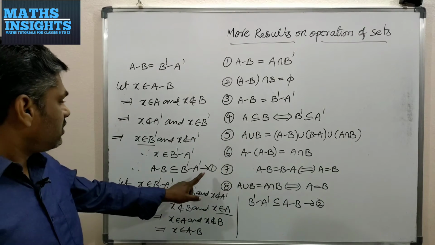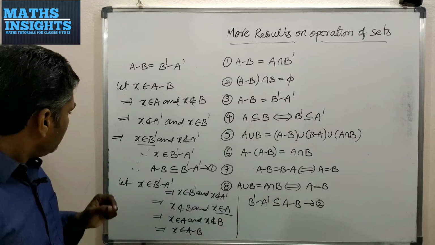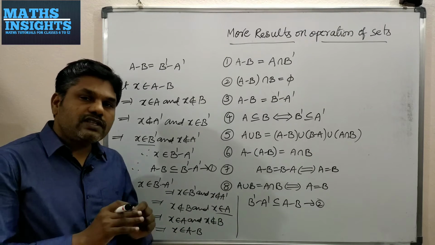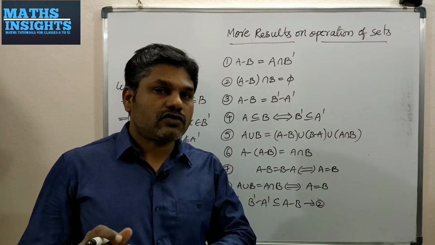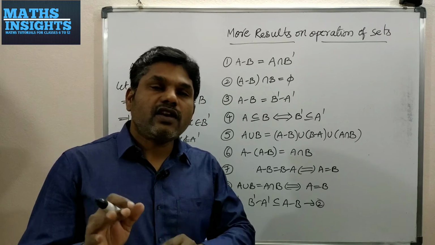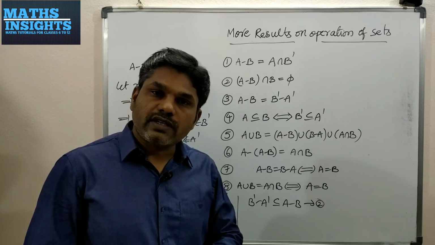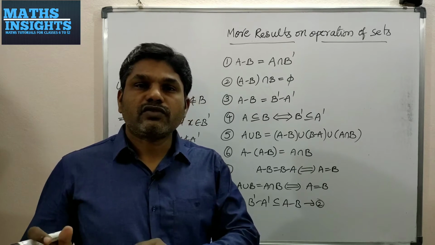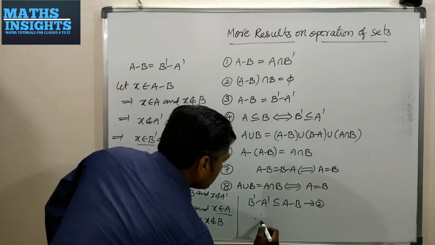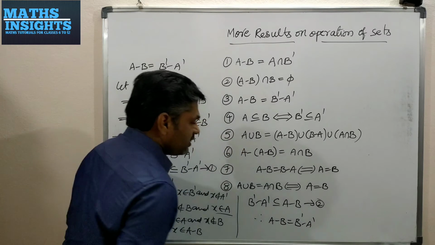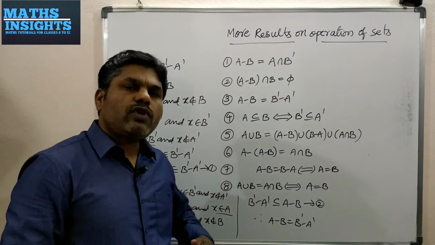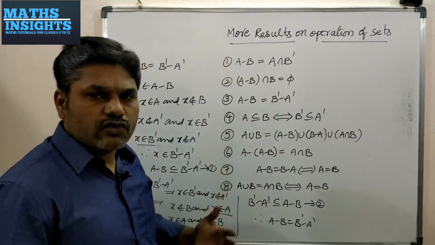From equation 1 and 2 you observe that the first set is a subset of or equal to the second set and the second set is also a subset of or equal to the first set. Therefore, based on the law of equality of two sets, the first set equals the second set. Therefore A minus B is equal to B' minus A'. In this way you may prove other results also.